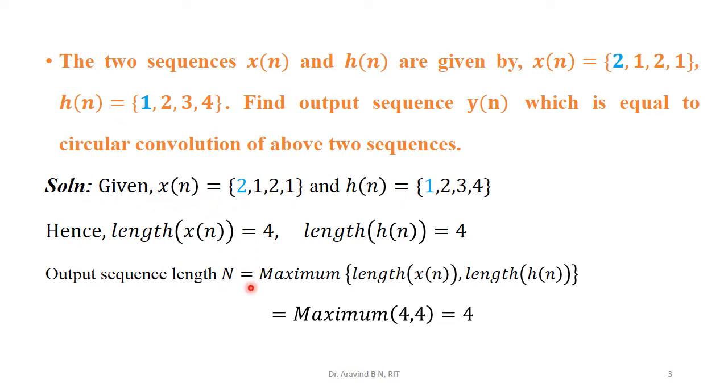So these steps will remain common in all the calculations of circular convolution. The given sequences are x of n is equal to 2 1 2 1, h of n is equal to 1 2 3 4. Identify the length of each of the sequences. Length of x of n is 4. Length of h of n is also equal to 4. So the length of the output sequence n is given by the maximum of length of x of n comma h of n. Length of x of n is equal to 4, length of h of n is equal to 4. The maximum of these two, they are common values. Therefore 4 is the length of the sequence n we are going to have.